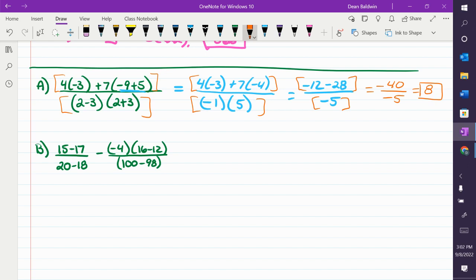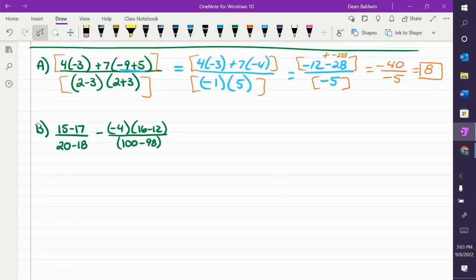Yes? On the negative 12 minus 28, could you do the add the opposite sign? Yep. So you could go plus negative 28. Is that what you mean? Yeah. It's the same thing. All right. Is that okay? All right. Let's try one more.